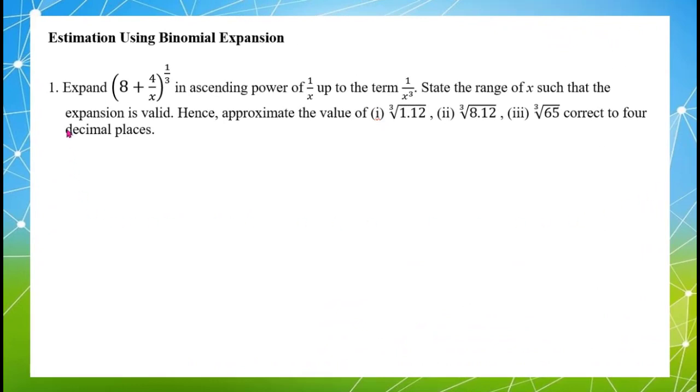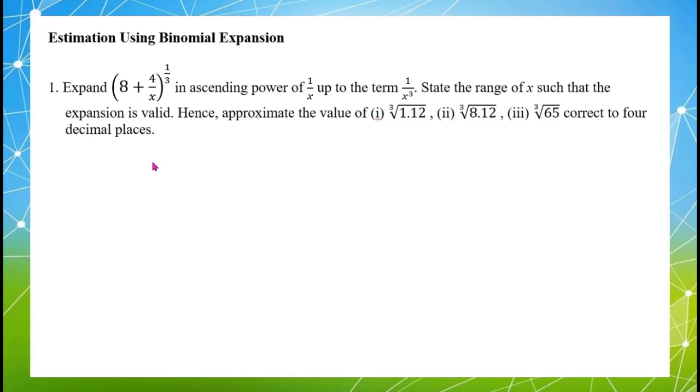In this video, I am going to show you how to use binomial expansion to do estimation. Now, let's look at this question. Expand (8 + 4/x)^(1/3) in ascending power of 1/x up to the term 1/x^3. State the range of x such that the expansion is valid. Hence, approximate the values of the following correct to 4 decimal places.